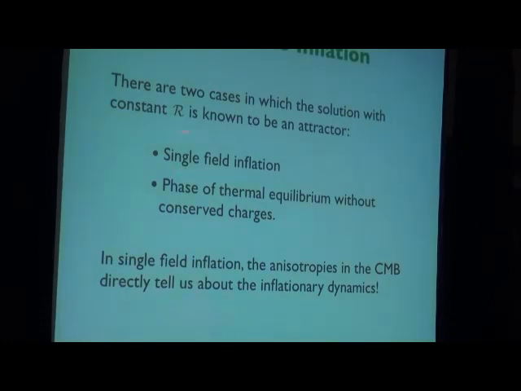One is single field inflation. The other one is if you have a phase of thermal equilibrium without any conserved charges. And so in single field inflation, the anisotropy in the CMB tells us directly about the inflationary dynamics. So this is, in this sense, the initial conditions really tell us something about the very early universe. And I'll leave it at that, and then in the next lecture I'll try to give you a little bit more intuition about what's going on in the plasma, say a little bit more about the acoustic oscillations, and then tell you how you actually measure the angular power spectra, so we complete the ingredients that go into the plot.